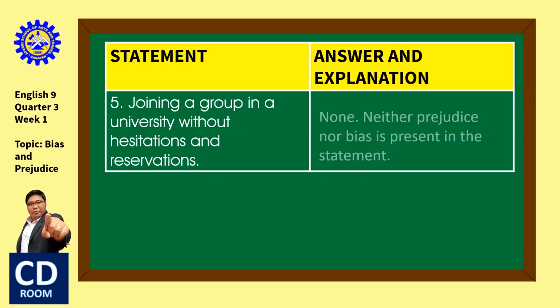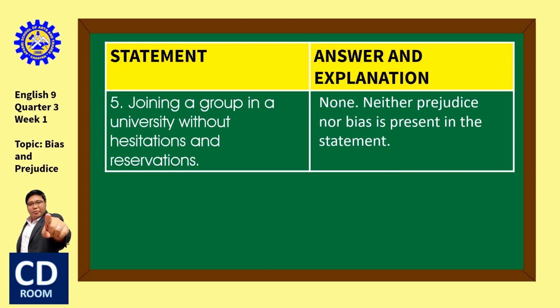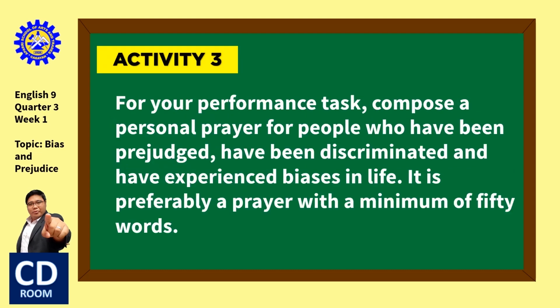The answer on number 5 is none. Neither prejudice nor bias is present in the statement. For your performance task, compose a personal prayer for people who have been prejudged, have been discriminated, and have experienced biases in life. It is preferably a prayer with a minimum of 50 words.